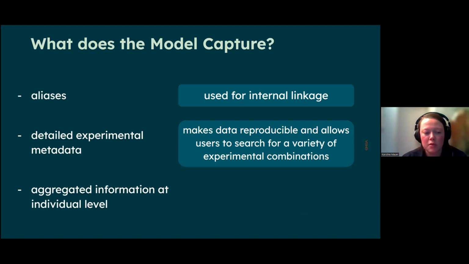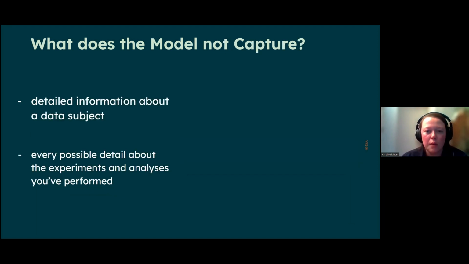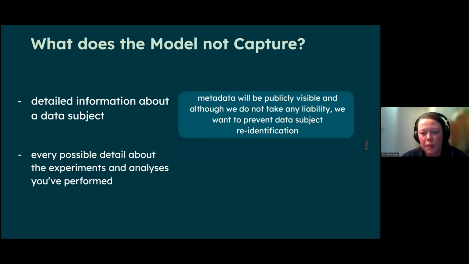And our model captures aggregated information at the individual level, which enables the search for a phenotype or diagnosis category while preventing re-identification. And a note to this is that not for every individual the phenotype or disease has to be submitted at a higher level. This is just for single cases. So for most, this will not be a diagnosis category, but a proper detail category. So then what does the model not capture? It doesn't capture detailed information about a data subject. And as I said, the metadata will be publicly visible.